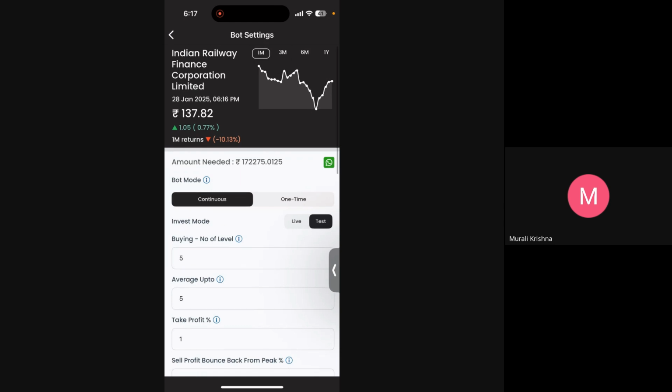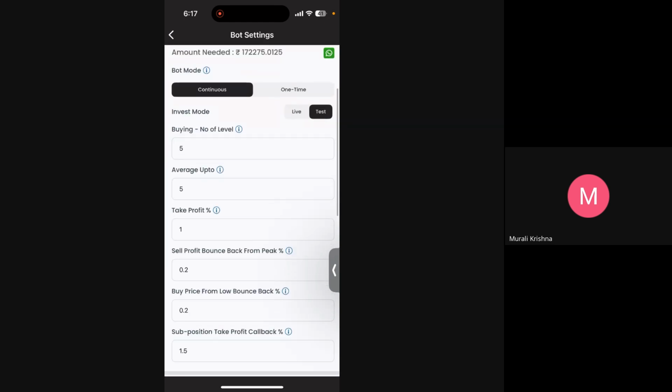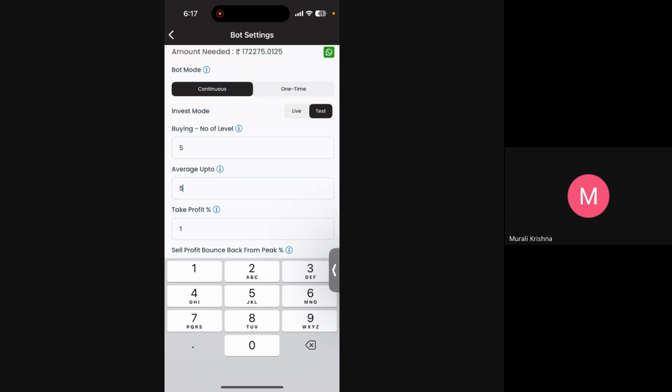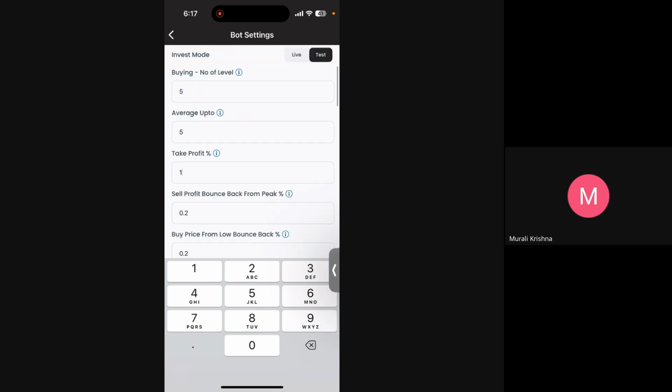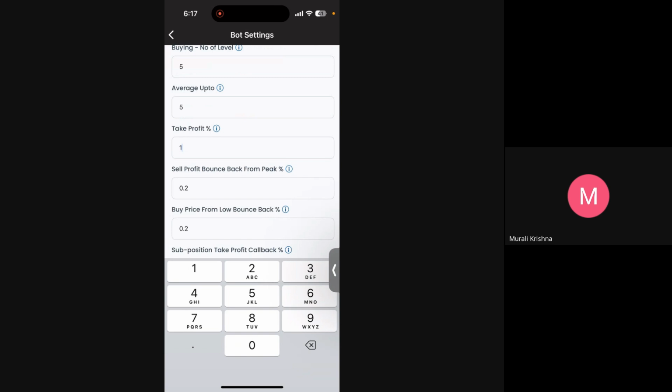Here I'll show you what all the levels are. The buying level is 5, and I have asked the bot to average up to 5 levels as well. And here see take profit, I have kept it at 1%. And sell profit bounce back means that if it achieves 1%, it will not sell immediately. It will sell only when there is a drop of 0.2%. That means if from 1% it comes down to 0.8%, that is where it will sell.